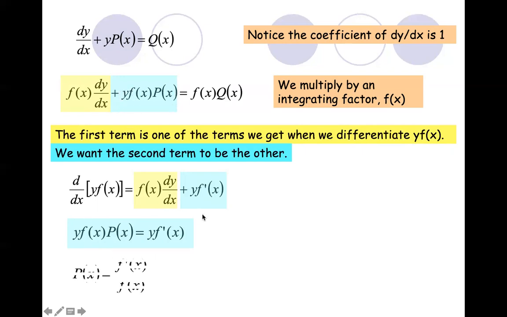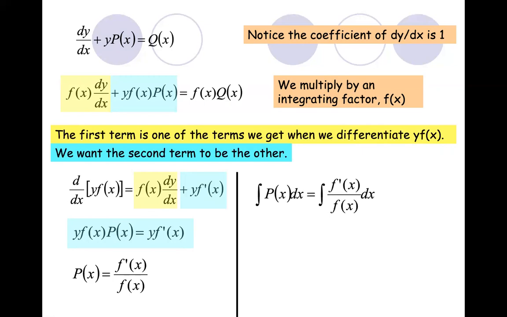All right? That means that p should be equal to f prime of x over f of x. Remember, we are trying to find f of x, not p of x. And so in this case, we have to try to integrate and see. If we integrate, we have the integral of f prime of x all over f of x dx.